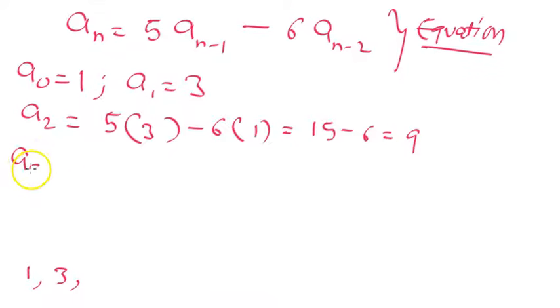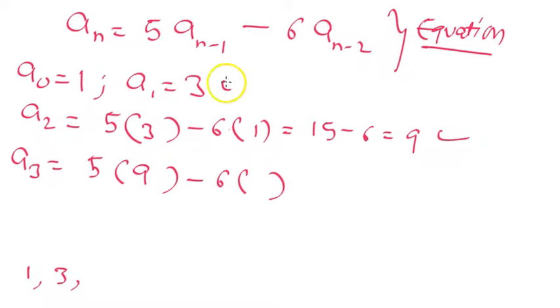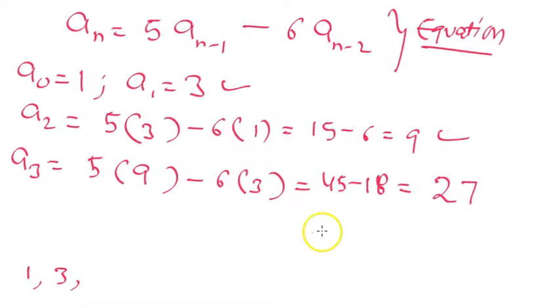Now next you can notice a3. What is that? a3 is 5 times the previous term minus 6 times the term before that. That will give me, so what value did we get? So here we got 27.